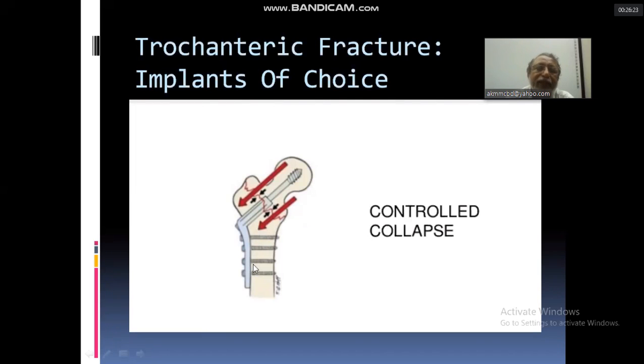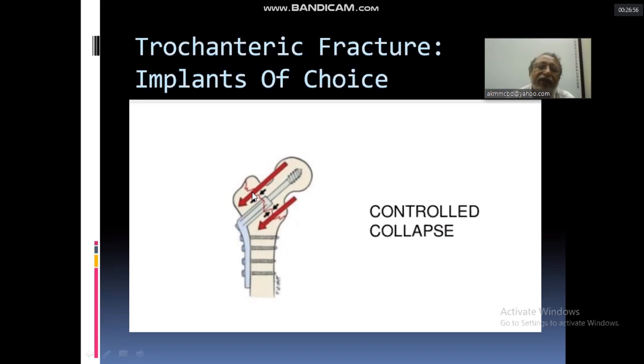It is a plate part and a barrel part and a screw which can slide back. So when we place it, you first insert this screw in such a way that it comes close to the subarticular bone, which is very strong bone, and it is a large caliber screw. Then we put the barrel and plate arrangement, and then we fix it with multiple screws.